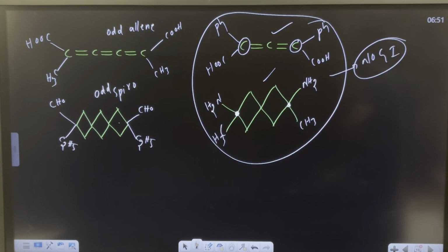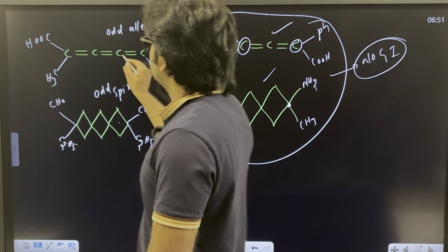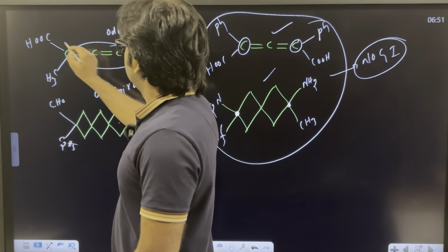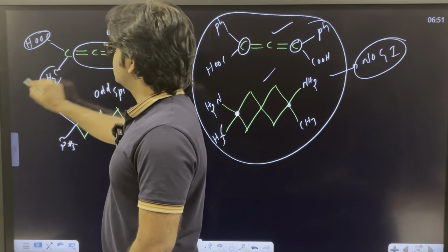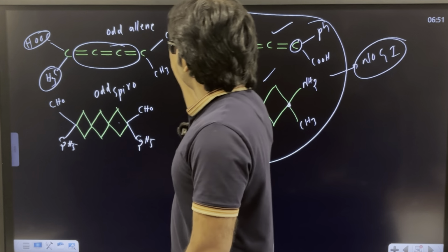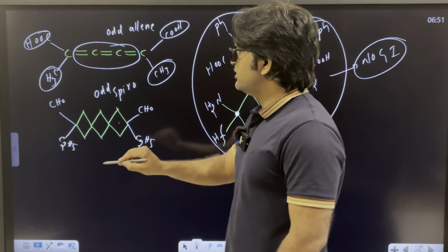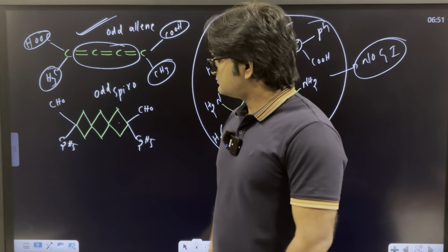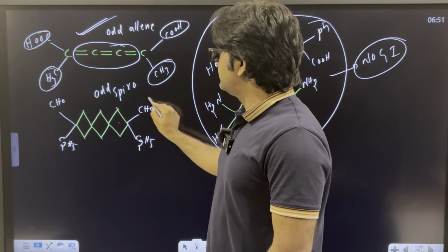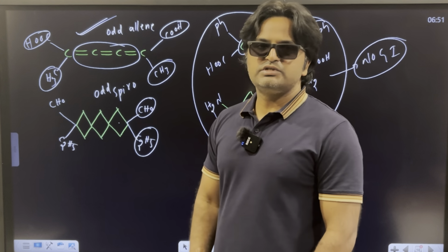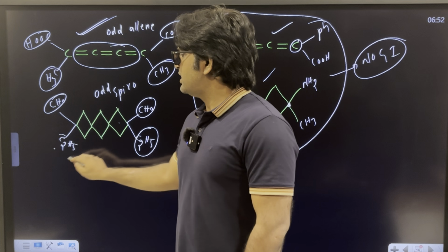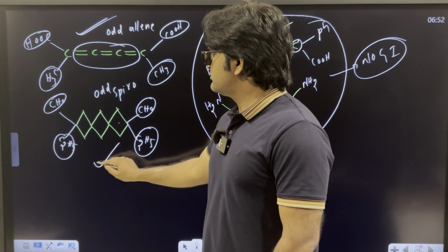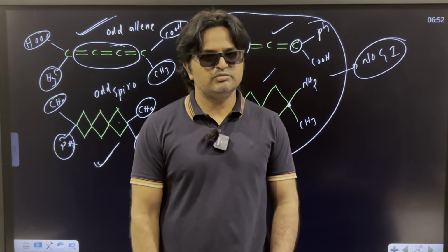Come to the odd system. The odd system is almost similar to normal alkenes. Just look at these groups in the odd system. COOH and methyl, same or different? They are different. COOH and methyl, same or different? Different. These molecules can show geometrical isomerism. In the odd spiro compound, CHO, C2H5, CHO and C2H5, yes, these molecules show geometrical isomerism. Okay, right.